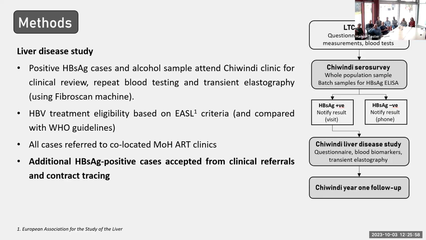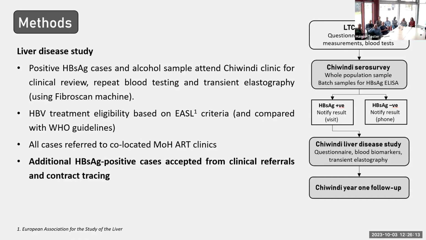The challenge is trying to work out who needs treatment. And for hepatitis B, the current paradigm, although it's being challenged, and I think for good reason, is to focus on the people who are at highest risk, who have features of liver disease, and start those people on treatment to reduce the risk of progression.